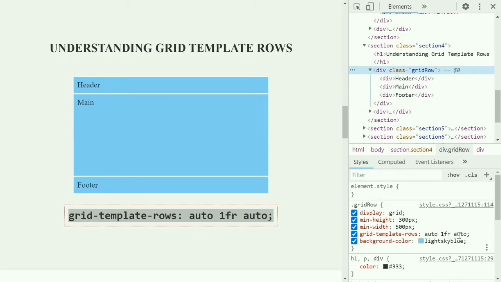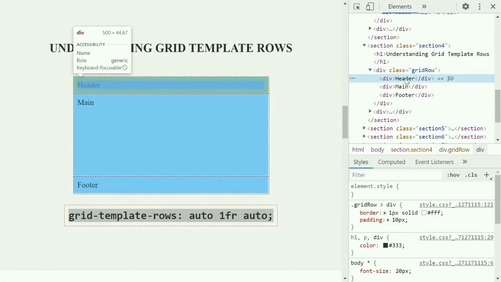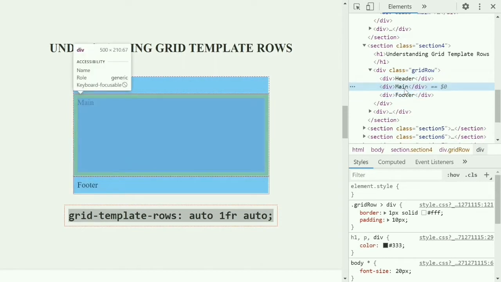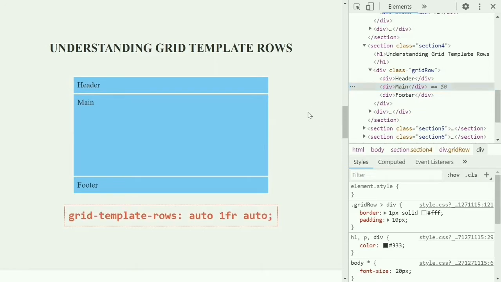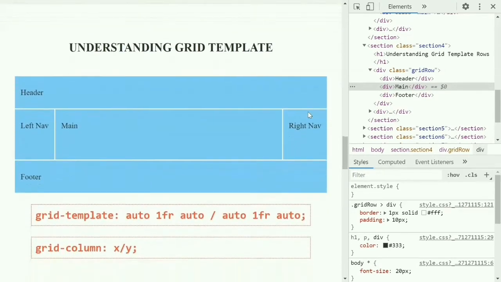So what does that mean? The first div will be auto. That is, it takes the space that is required for its content. The same goes for the footer. That's also auto. So the middle is 1fr. So what's a 1fr? As we discussed previously, it just takes the remaining space. So this is very easy for making a normal template. And let us look at the next example, understanding grid template.